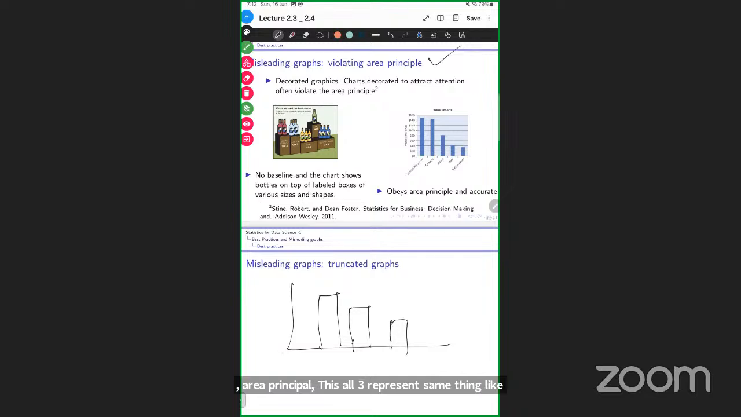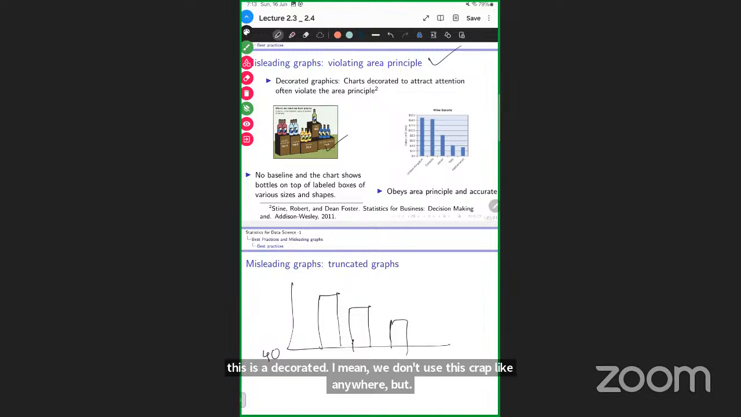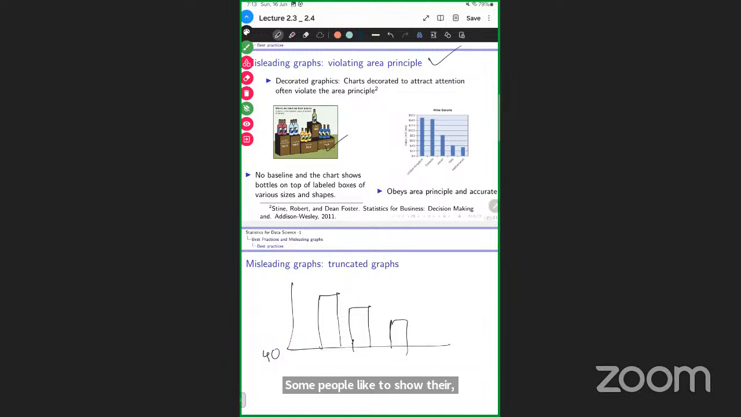If you remove the baseline, let's say it's not starting from 0 but from, let's say, 40, then it will become misleading. It becomes a truncated graph and it is also violating the area principle. Same thing here: let's say this is a decorated graph. We don't use this graph anywhere, but some people like to represent their data this way. So that's why this is disobeying the area principle.